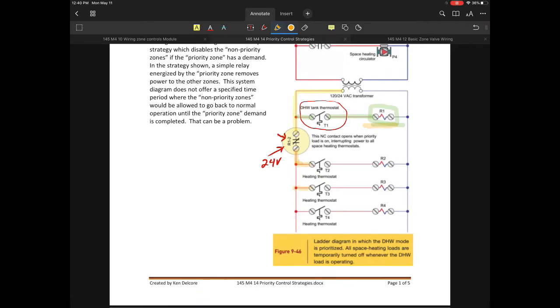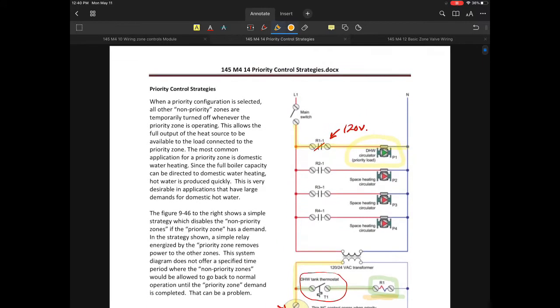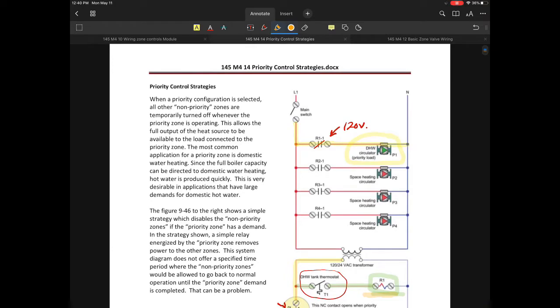Now what happens? Whether or not there was a demand from R1-2, or if the domestic water was satisfied, any one of these thermostats, whether it's T2, T3, or T4, any one of those three, if any one or all of them call, in every situation they will then energize the respective R2, R3, or R4 relay.